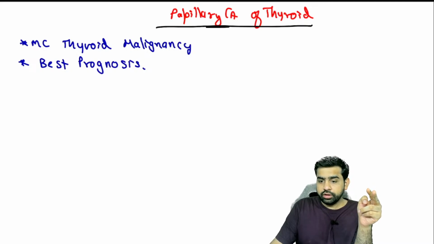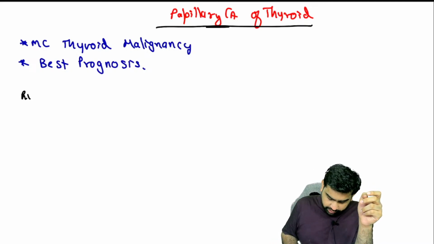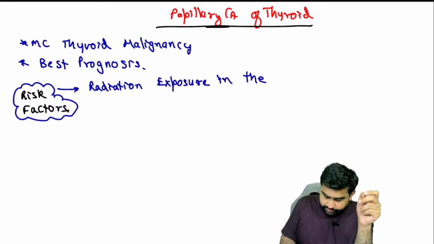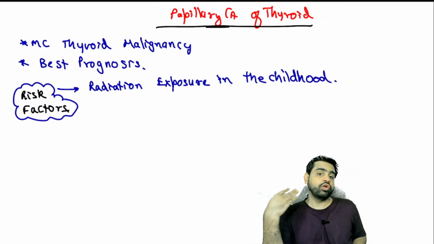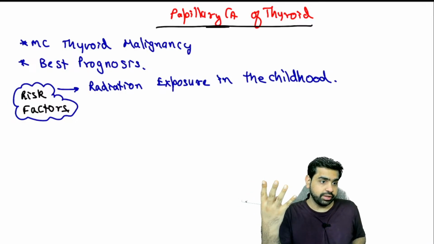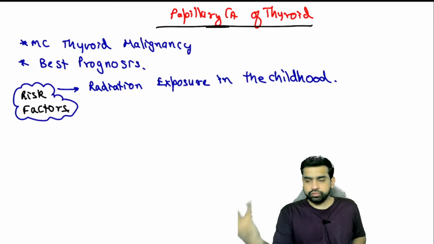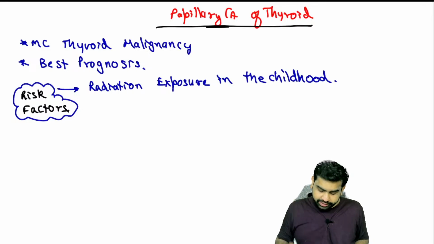Now, if I ask you what are the risk factors for the development of the papillary carcinoma of thyroid? First is radiation exposure in the childhood. Now, why would a child have radiation exposure? For example, let's say the patient had some kind of head and neck malignancy, and had radiation exposure because of that, and that led to the papillary carcinoma of thyroid further in the life of that patient.